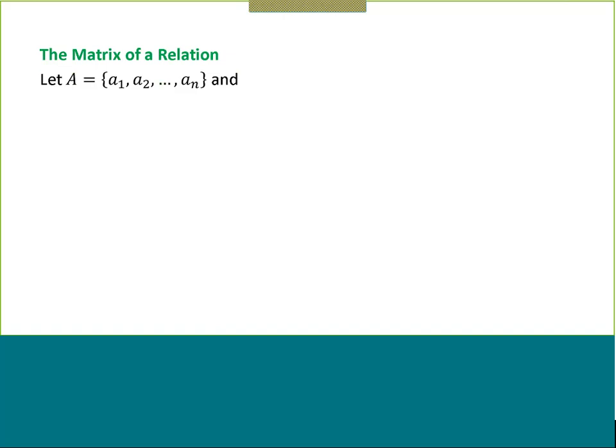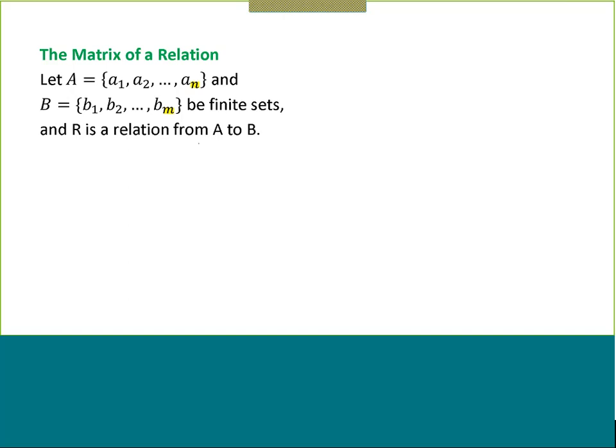The first thing is the matrix of a relation, and this is specifically dealing with finite relations. So we start off with our building sets A and B, and we're going to assume that they are finite sets. Notice here, with a subscript, I actually told you how many elements were in each of those two sets. One of them has n elements, and the other one has m elements. Now, the relation R is going to be some relation from A to B.